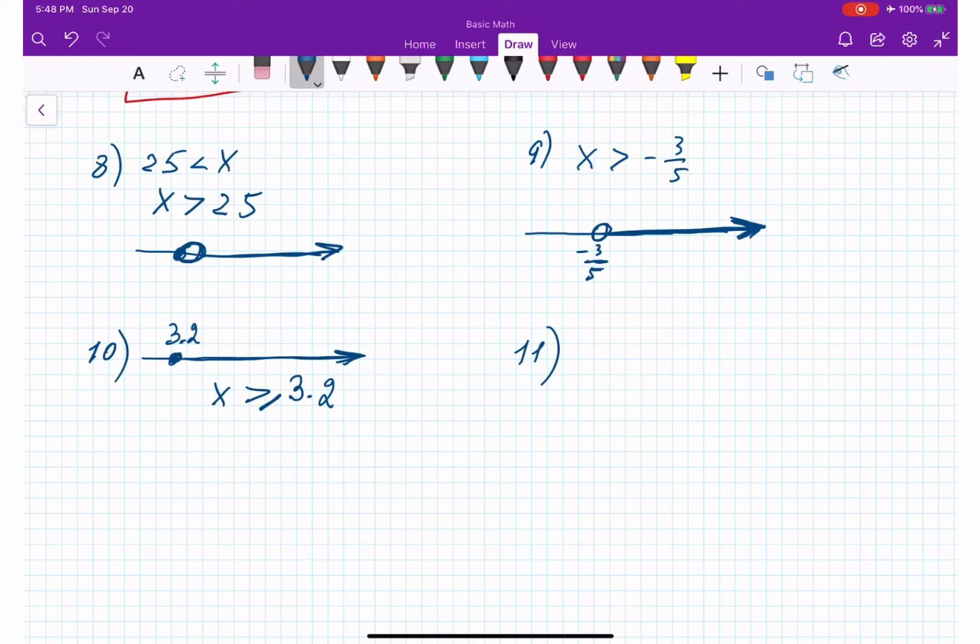Question number 11. Okay, we need to translate the statement into an inequality. In order to ride the roller coaster at the theme park, your height must be at least 57 inches. So when we are talking about height being at least 57 inches, at least means greater equal 57, right?